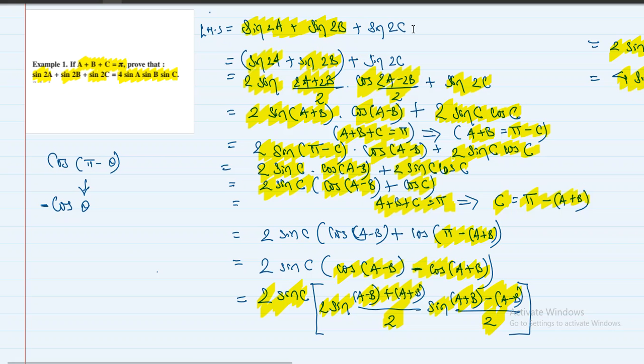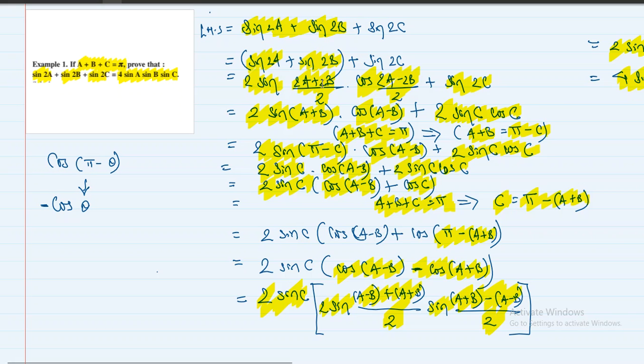Out of these three, we take first two, sin 2A plus sin 2B in a bracket. Now we use the formula of sin C plus sin D. What is sin C plus sin D? 2 sin (C plus D) by 2 cos (C minus D) by 2. Right? So we write 2 sin (2A plus 2B) by 2 into cos (2A minus 2B) by 2. And we keep sin 2C as it is over here.